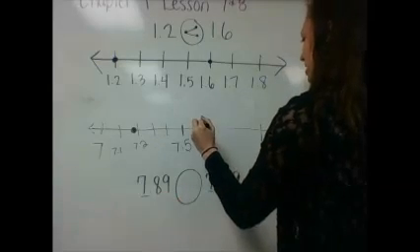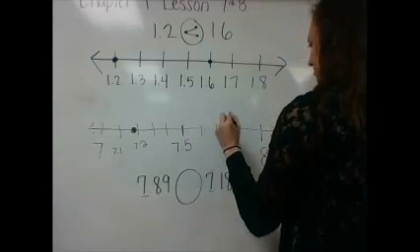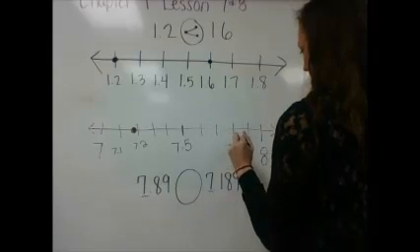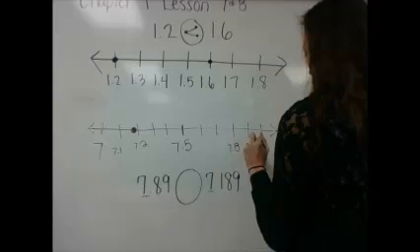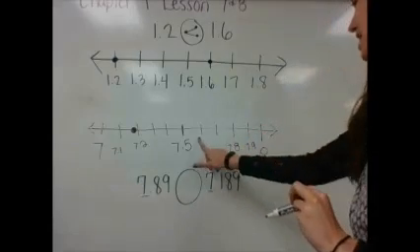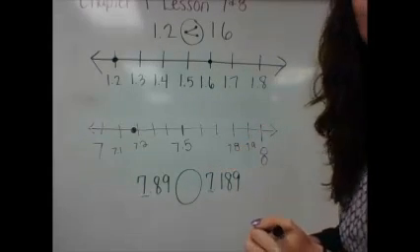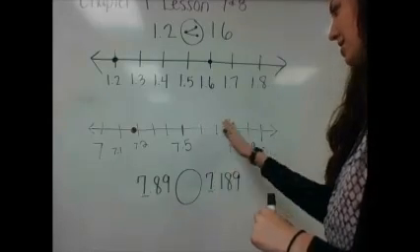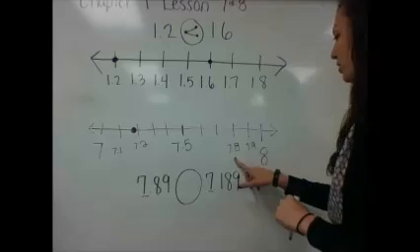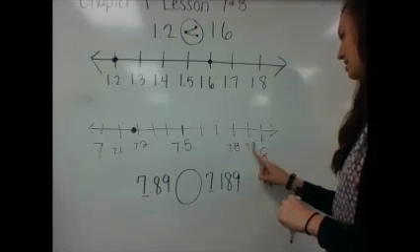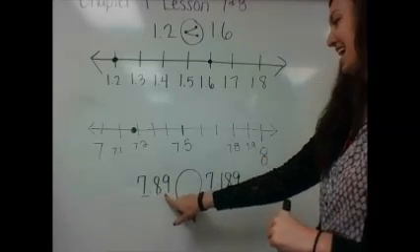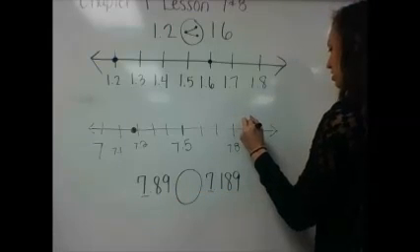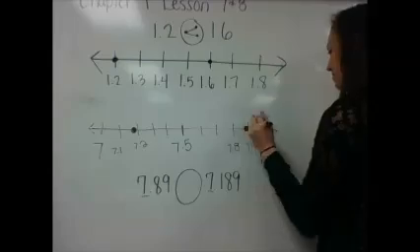And I've got to go ahead and make my benchmarks. So 7.6, 7.7, 7.8, 7.9. So I've got 7.8 and 7.9. Notice I didn't label all of them, just the ones that I really needed. You want to do the benchmark lines, but I don't always think it's necessary to label them. Do you, Mrs. Roy? Not always. Okay, so I've got the 7 and 8 tenths, 7 and 9 tenths. 89, whew, that's going to fall right before my 7 and 9 tenths.